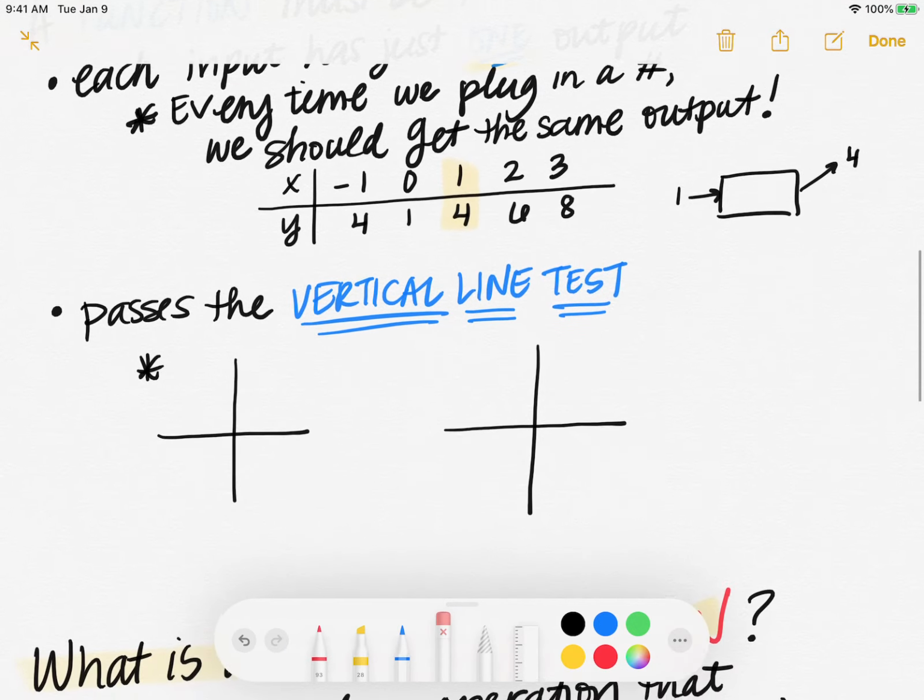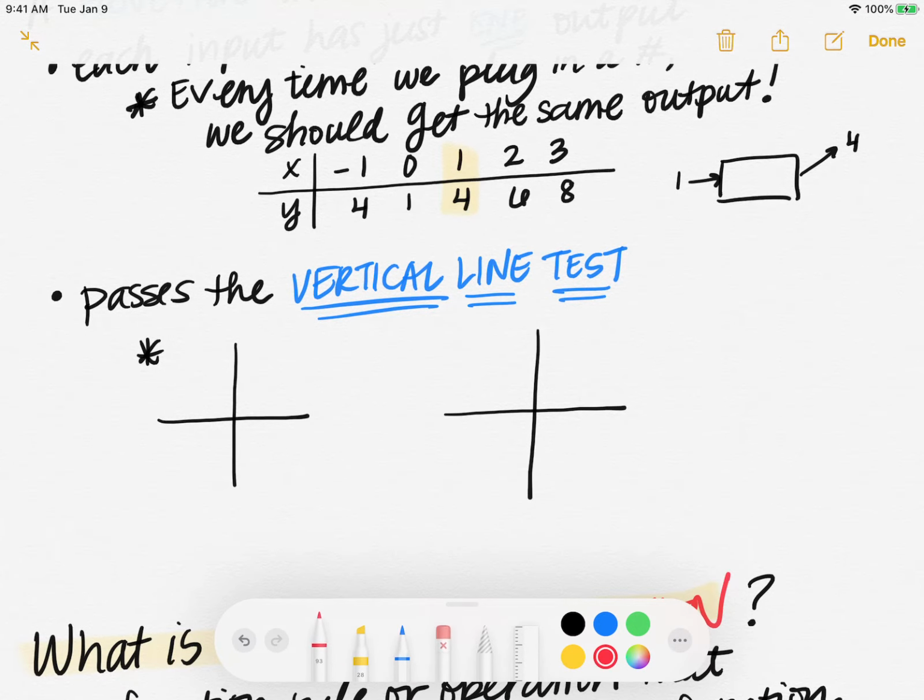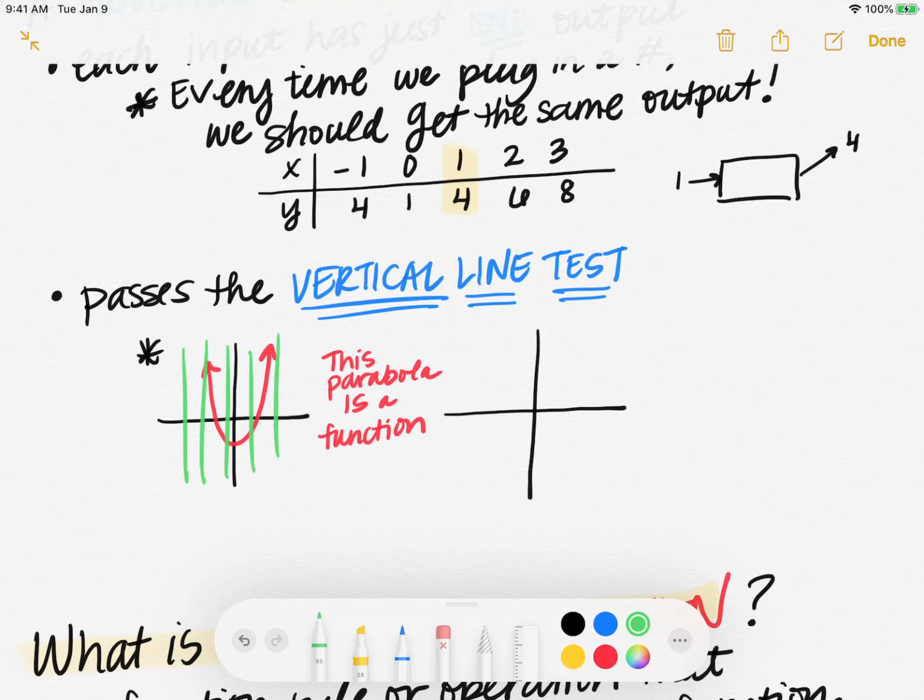So what does that look like in a graph? That means it passes a vertical line test. So if we think of a parabola, this right here is a function. This parabola works. As I pass a vertical line, so if I draw vertical lines all the way across, each time it only hits one point, and it will always only hit one point everywhere we are.